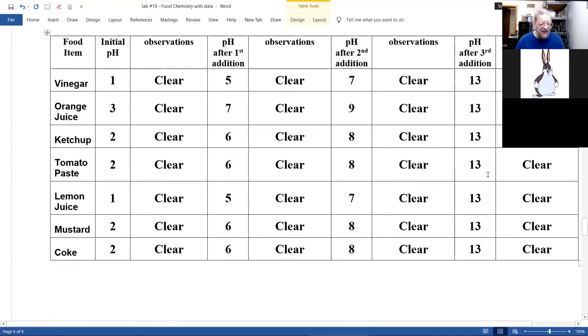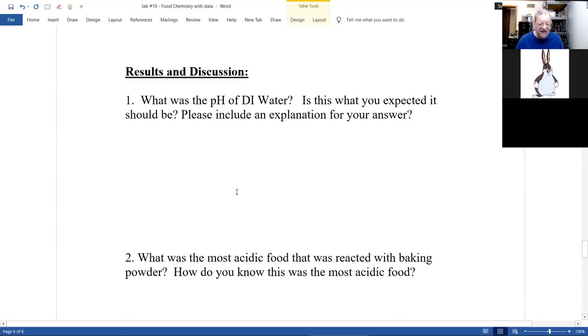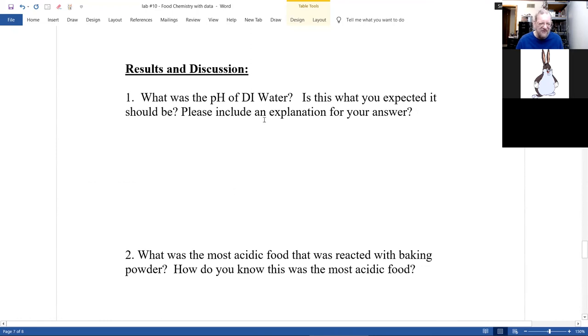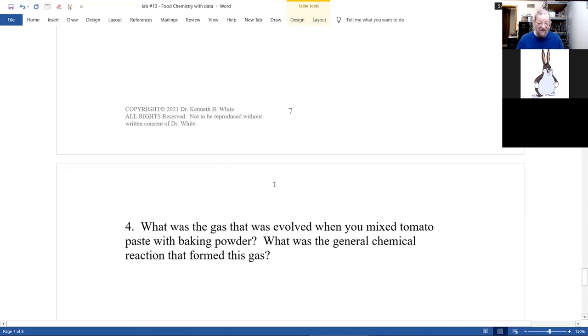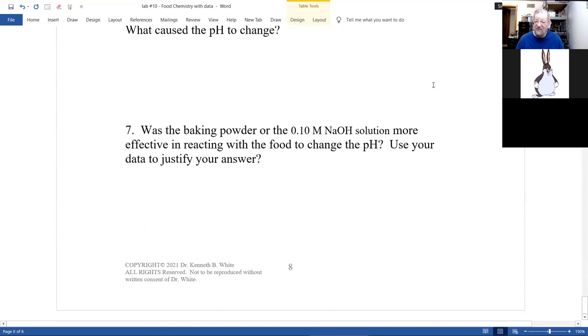Very basic. If you notice for all these others, like tomato paste, be careful, don't get it on your clothes or it'll stain it. That's why it's dangerous. We've used ketchup and mustard. And you see what happens. And finally, oh yes, there are questions that you have to answer. Please make sure you answer all the questions. And here I even tell you, please give an explanation. Why do you think it's whatever? And same thing here. How do you know this? So that's our lab.